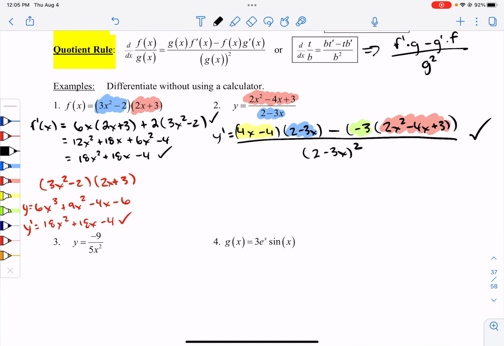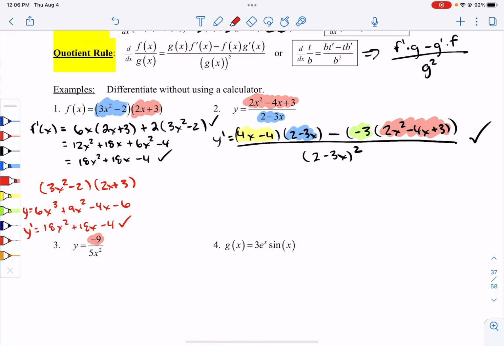Y equals negative 9 divided by 5x squared. Okay, so we have a top and we have a bottom. So y prime equals the derivative of the top. Well, that's 0 multiplied by 5x squared. Then I have to subtract the derivative of the bottom, which is 10x, multiplied by negative 9. Does that look like negative 9? And all of that is going to be divided by 5x squared squared.